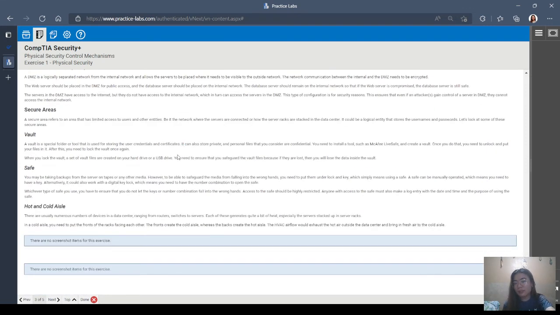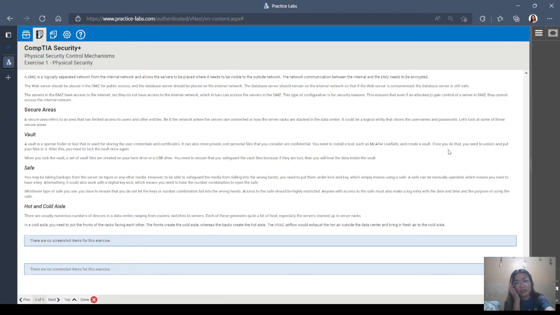Vault is a special folder or tool that is used for storing user credentials and certificates. It can also store private and personal files that you consider confidential. You need to install a tool such as McAfee LifeSafe and create a vault. Once you do that, you need to unlock it and put your files in it.